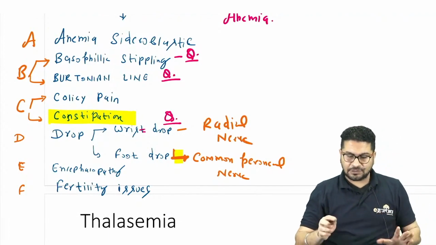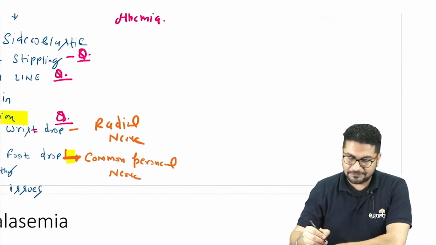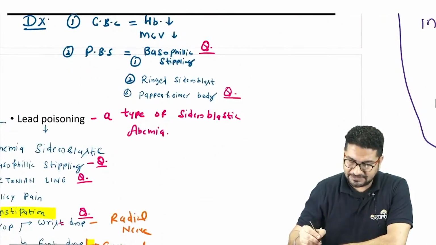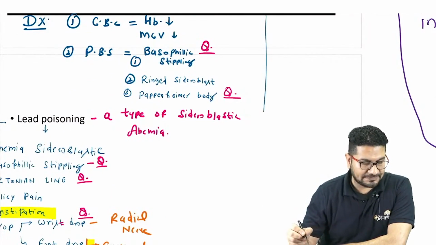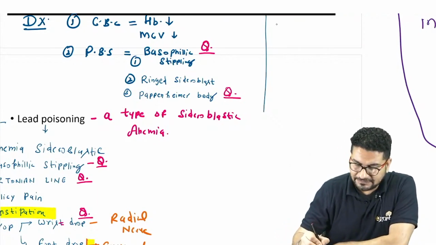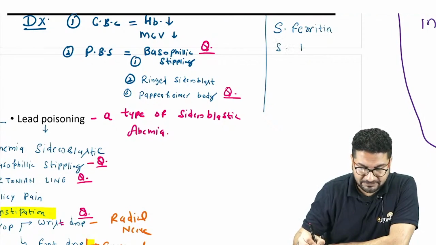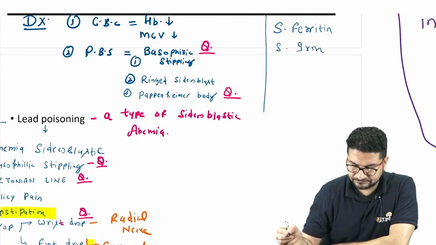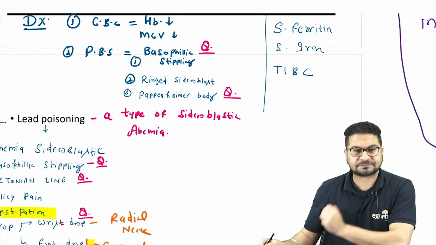So understand this. Although we will not do iron testing in this case, you should know the values. What values will you see in sideroblastic anemia in iron testing? We don't do this in practice, but what is the value if I say it is an iron overloaded state? What about serum ferritin? What about serum iron? And what about TIBC? So these three things you should remember.